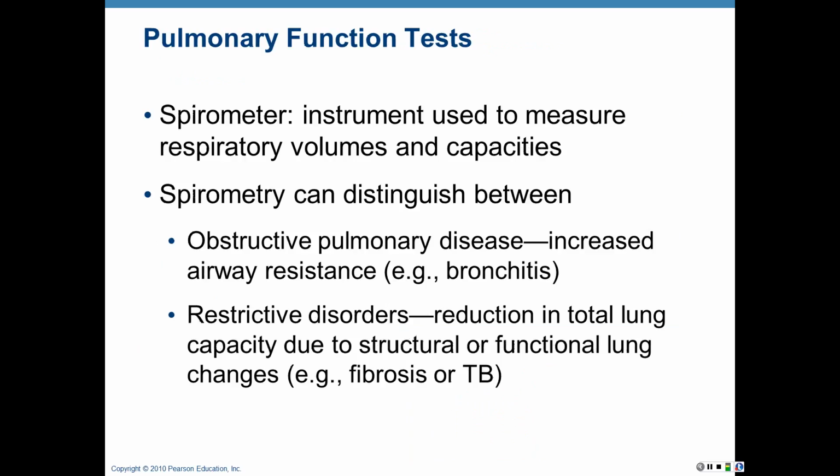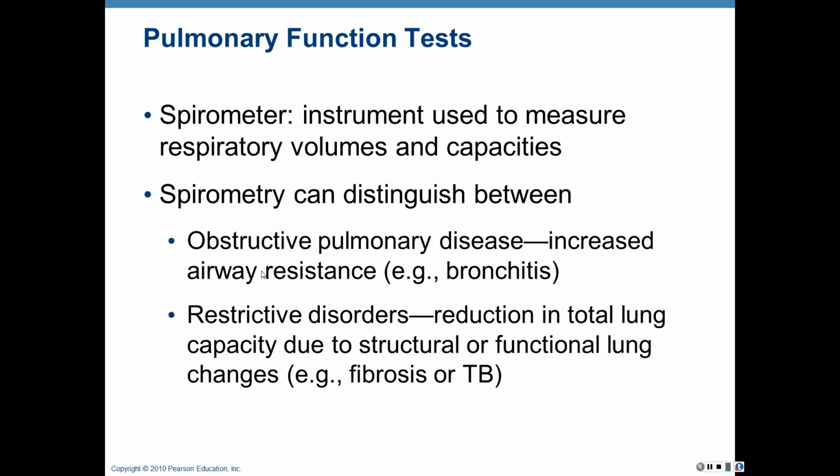So again, a spirometer is an instrument that's used to measure these respiratory volumes and capacities, and you basically blow into a tube and see how it changes a gauge inside the instrument. And then there's a series of measurements you can make, and then you plug them into some mathematical formulas, and you use some logic to determine the other values. This is a useful technique when they're trying to figure out what's going on with somebody who's having respiratory problems.